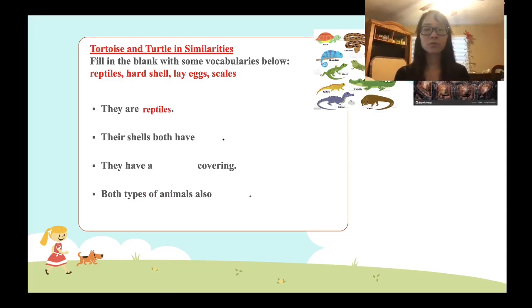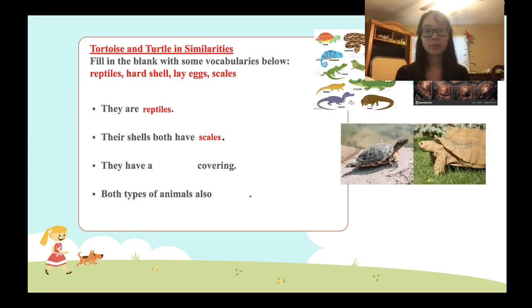Their shells both have, you see, do they have a half shell? No, I don't think so. But in this sentence it is scales. You see, both turtle and tortoise have scales. Both turtle and tortoise have the same hard shell coloring.